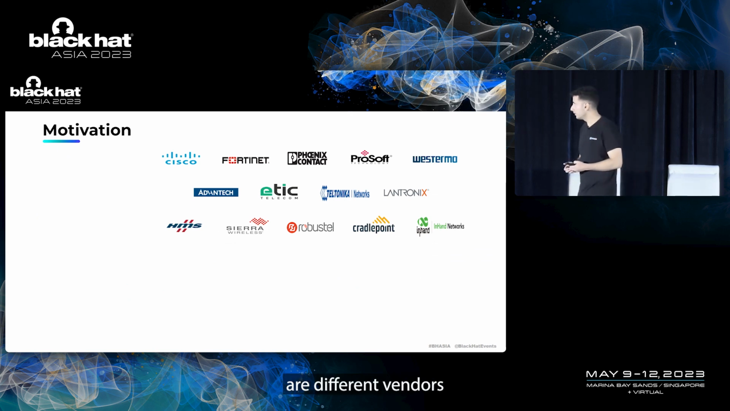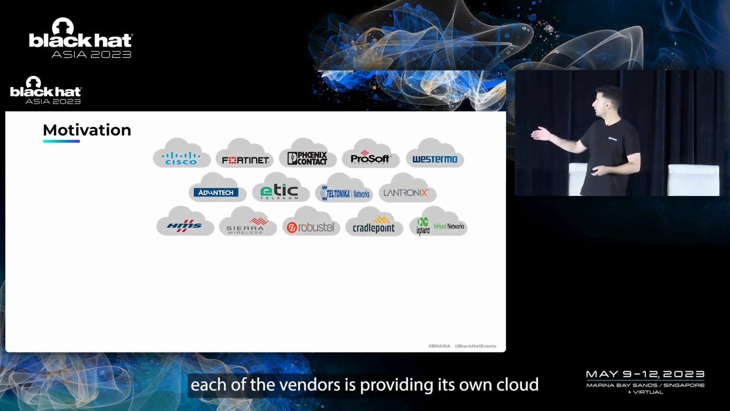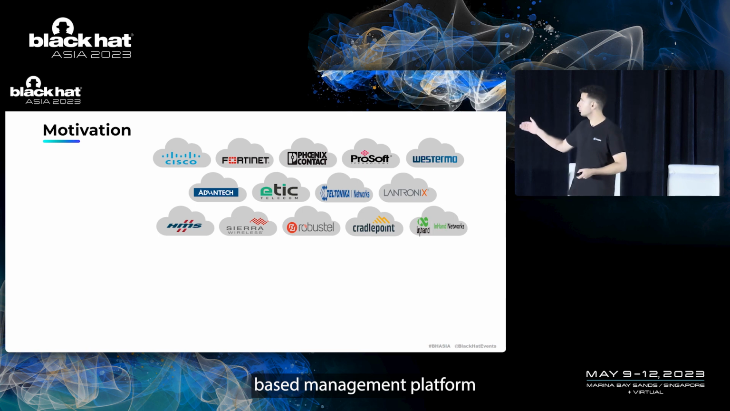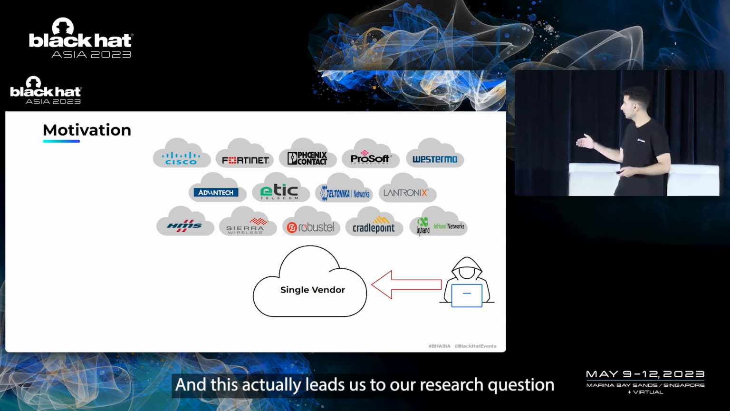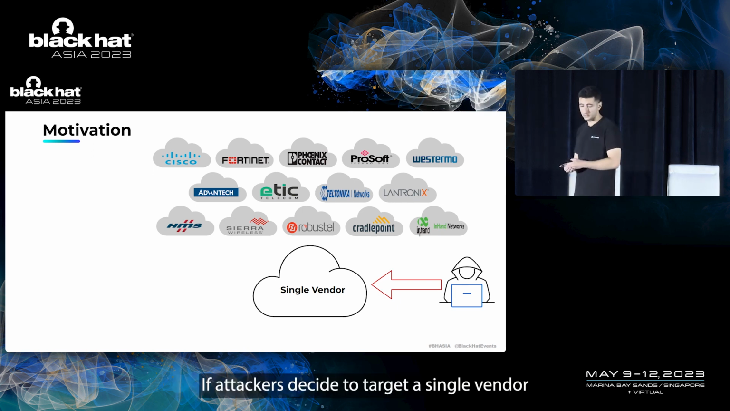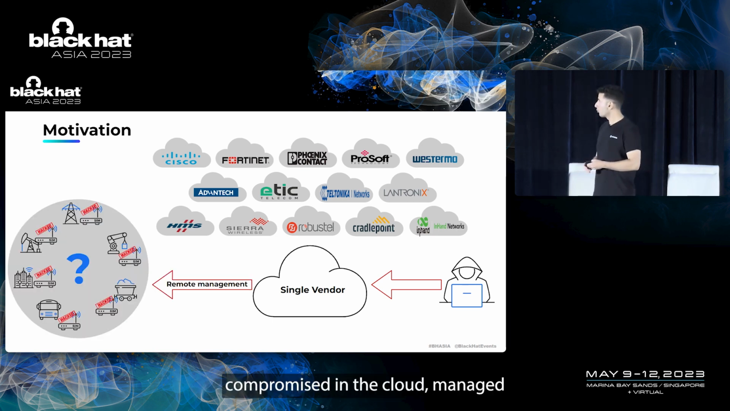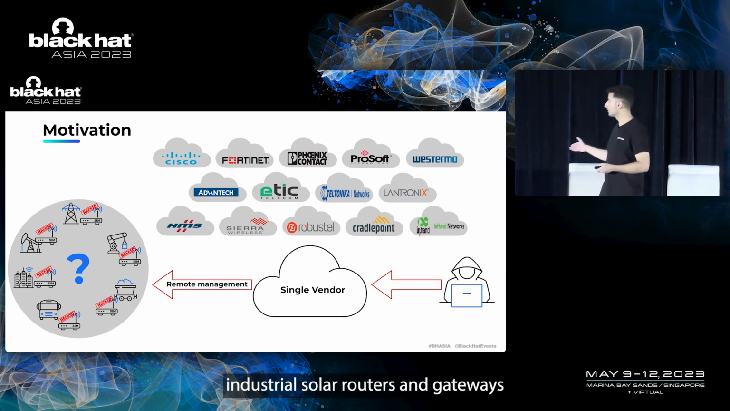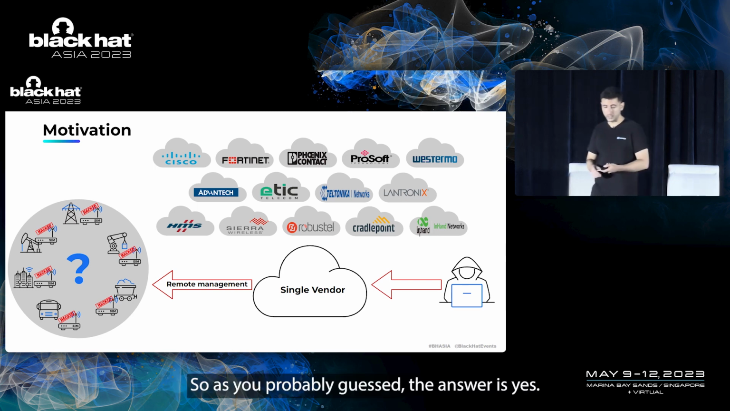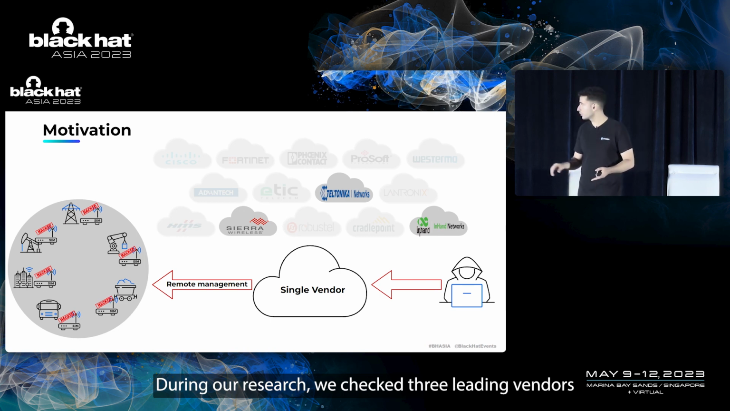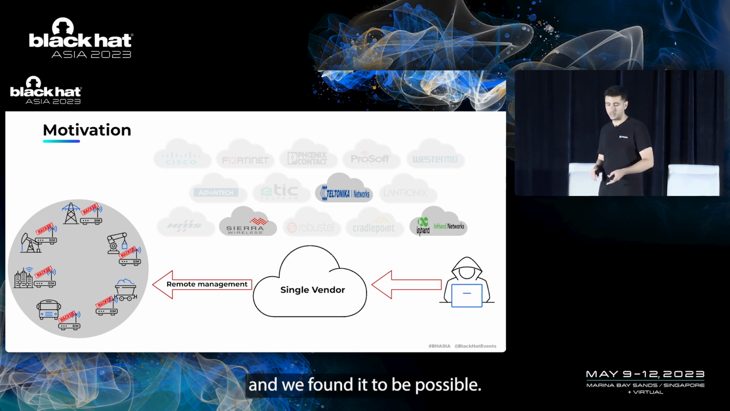So there are different vendors manufacturing industrial cellular routers and gateways. And here you can see some of them. Each of the vendors provides its own cloud-based management platform for remote management of their devices. And this actually leads us to our research question. If attackers decide to target a single vendor cloud management platform, is it actually possible, over the cloud platform, to compromise the cloud-managed industrial cellular routers and gateways, and by that get internal access to the industrial network? So as you probably guessed, the answer is yes. During our research, we checked three leading vendors, InHand Networks, Teltonika Networks, and Sierra Wireless, and we found it to be possible.